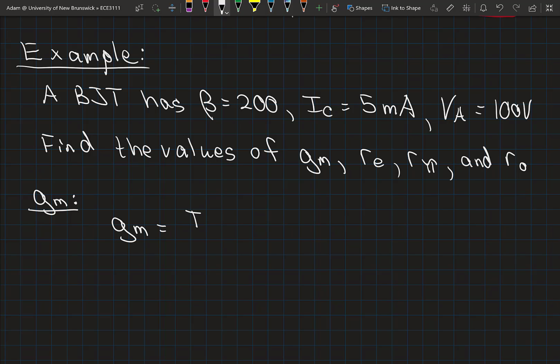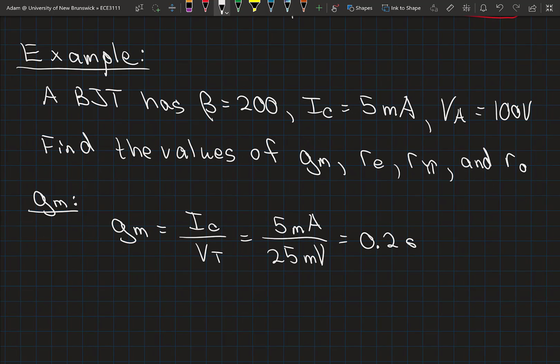Our transconductance parameter is solved for quite simply as our collector current over our thermal voltage. So 5 milliamps over 25 millivolts. Careful of your units here. I've got them both in milli terms, so those will cancel, but we should have them in units of amps and volts. This gives us a transconductance parameter of 0.2 Siemens, or 200 millisiemens.